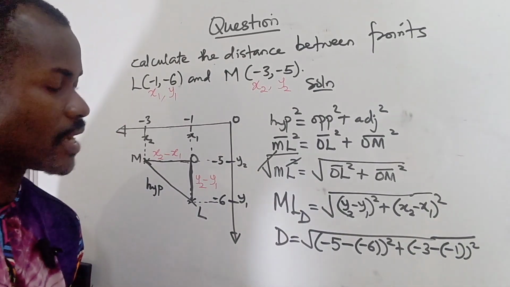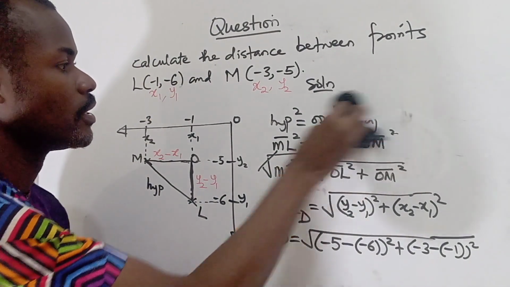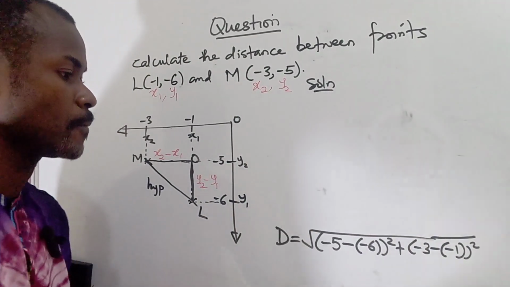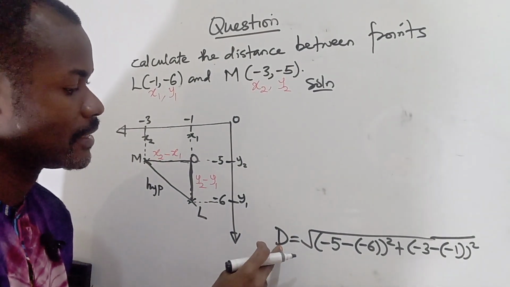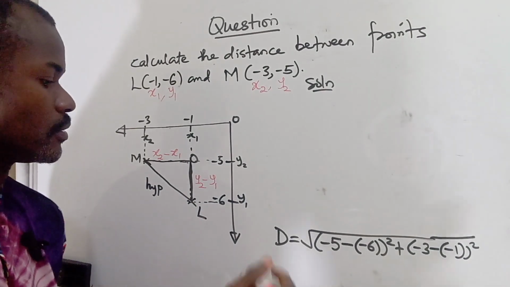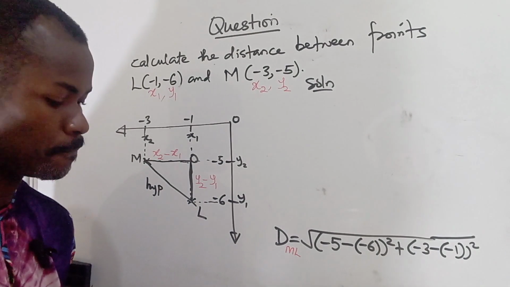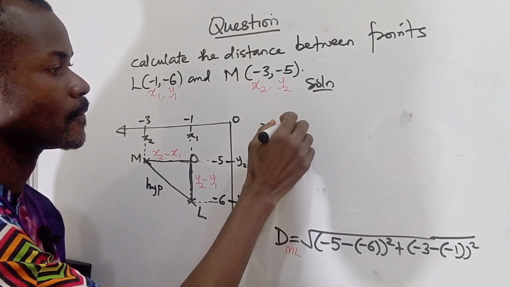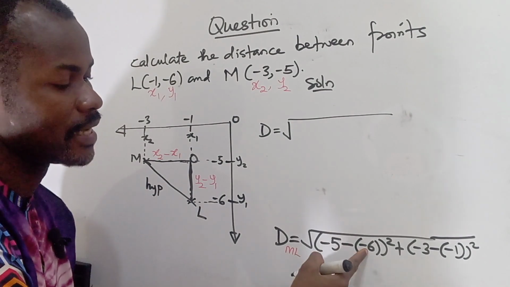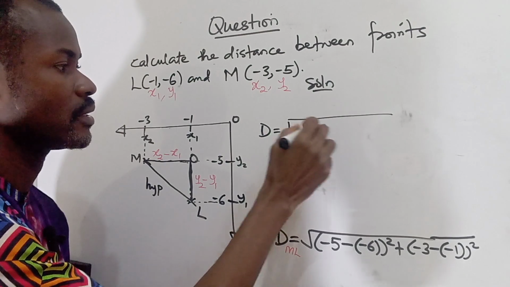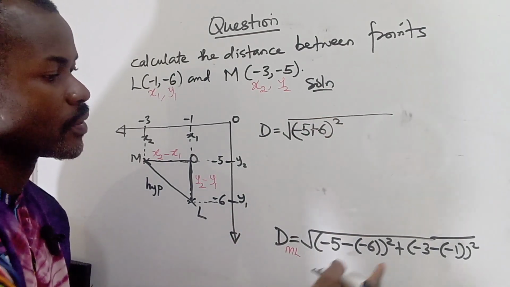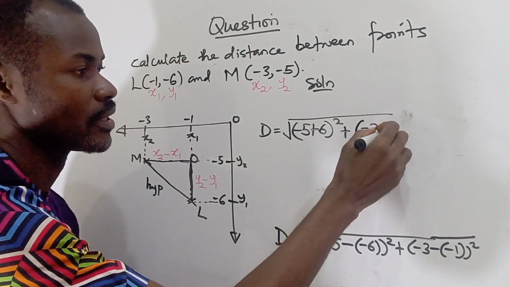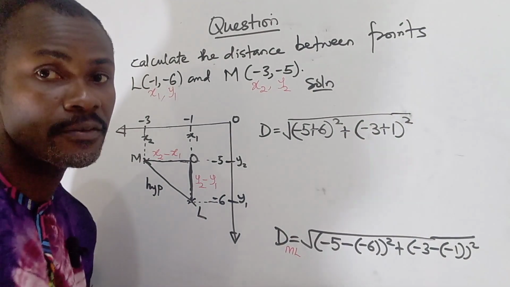Okay, so having gotten that, we can now solve further to get our solution to this problem. So all we need to do is to simplify our distance ML. So let me write the distance ML. That is going to give us our distance as the square root. I have minus times minus is plus, so I have minus 5 plus 6, all in bracket squared. Plus, we have minus times minus is also plus, so I have minus 3 plus 1, all this in bracket squared.